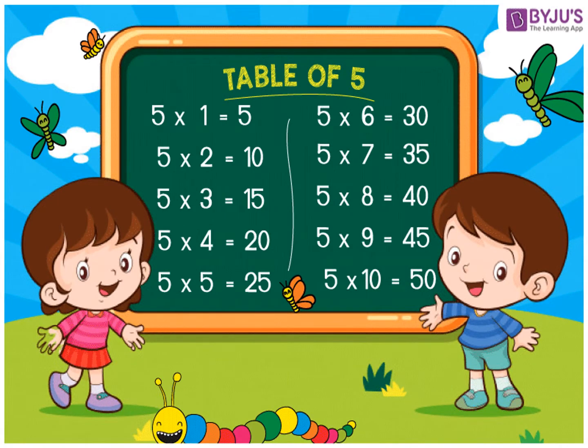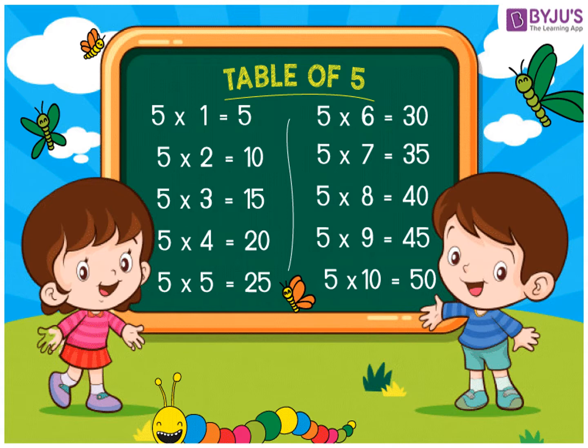Now it's time for table 5. Repeat after me. 5 times 1 is 5. 5 times 2 is 10. 5 times 3 is 15. 5 times 4 is 20. 5 times 5 is 25.